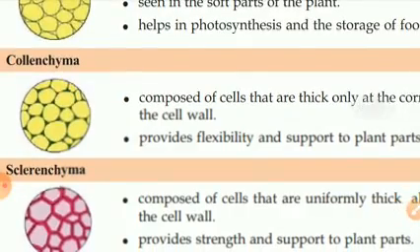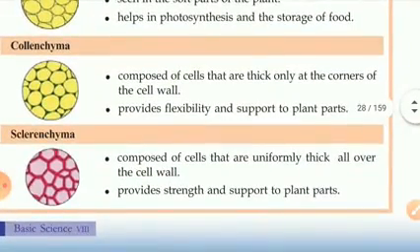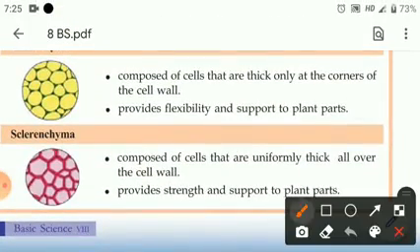Look at the picture, the collenchyma picture. It is composed of cells that are thick only at the corners. I will show you the thickness in the corner part. Each cell is connected and combined together, then forms a corner. But those corners are thick only at the corners of the cell wall.